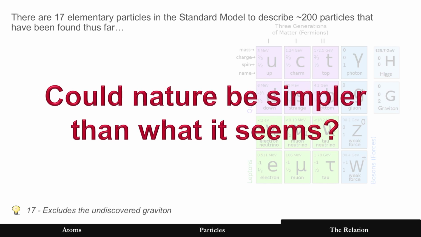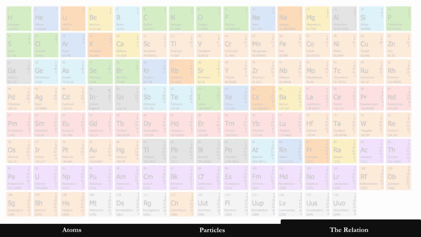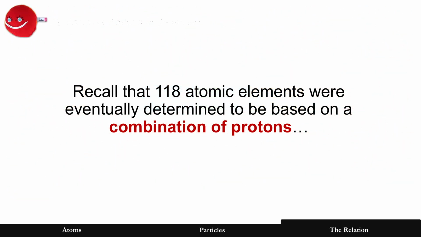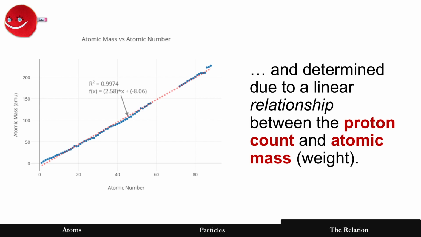But here's a question: could nature be simpler than it seems? Recall that 118 different atomic elements were eventually determined in the last century to be based on a combination of protons. Simply this, the proton. It's the proton count that determines the elements. And again, just to recap, it was based on this linear relationship between the proton count and the atomic mass.